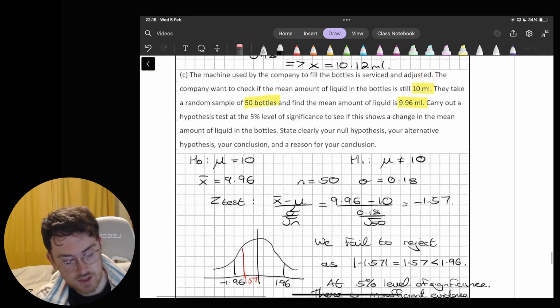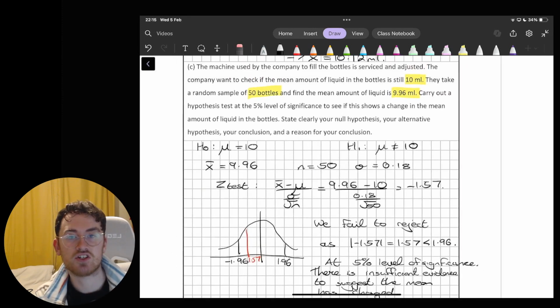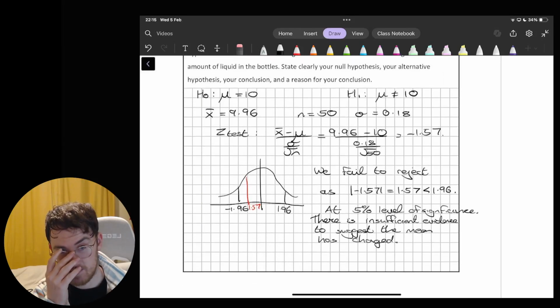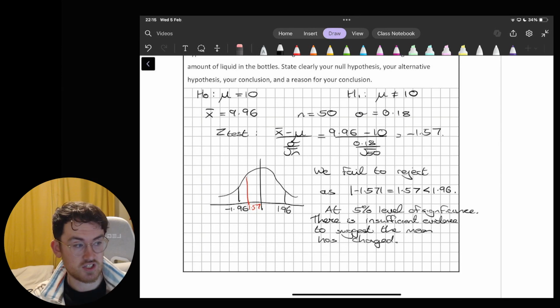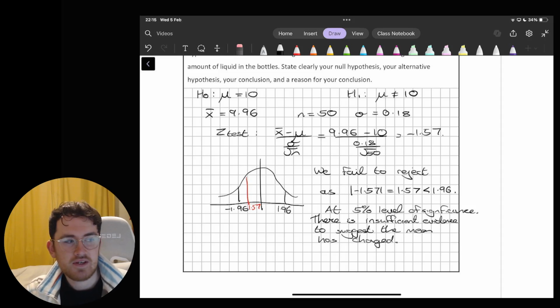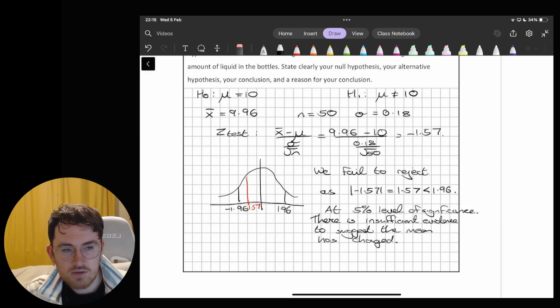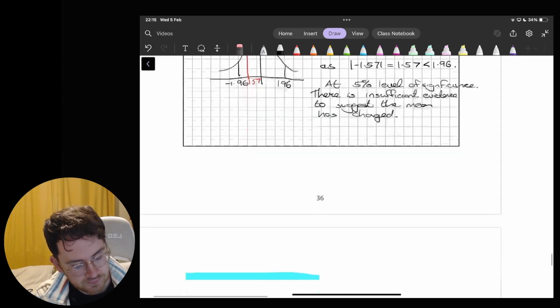Okay, so basically in terms of this question, the machine is serviced and adjusted. They want to check if the mean is still the same. So we fail to reject the null hypothesis. We say the mean is still the same. So there's insufficient evidence to suggest it has changed. It probably still is 10 milliliters. I suppose there can be a perception that rejecting is a negative thing, but in fact here, that probably is the goal. The ideal scenario is that they've serviced and adjusted the machine and therefore the mean has remained the same, because that's probably the average amount that they do want in the bottles.